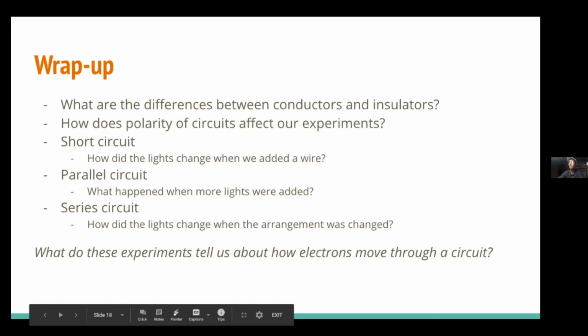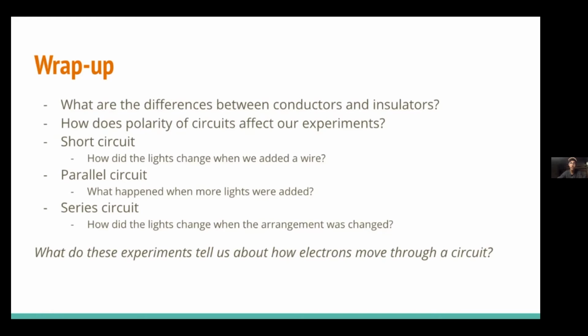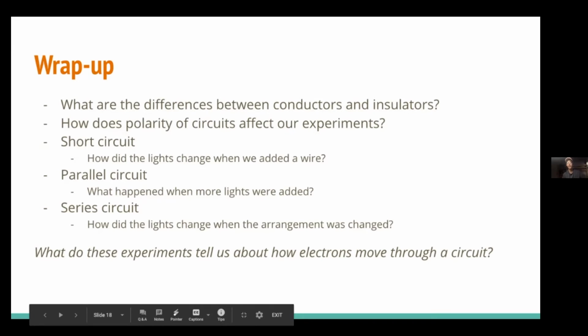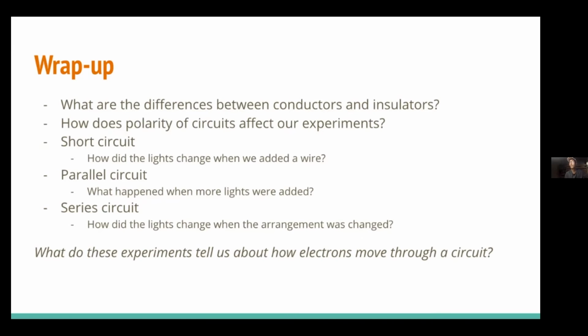Is how does polarity of our circuits affect our experiments? So think back to what we talked about. What does polarity mean? Polarity means, and then type your answer in the chat about what you think polarity is. And you can also think back to the example of go-karts if that helps you a little bit. Plus minus. Okay. Yeah.